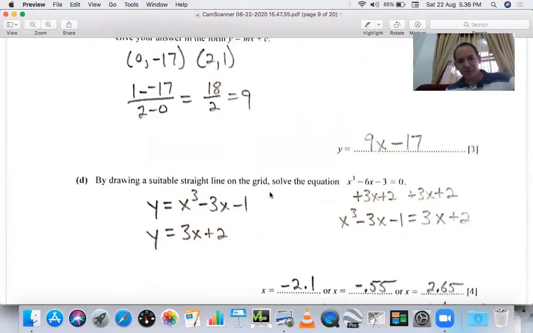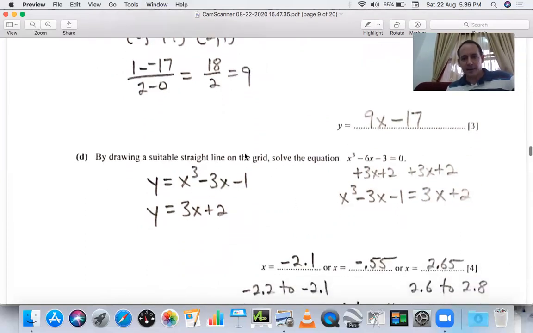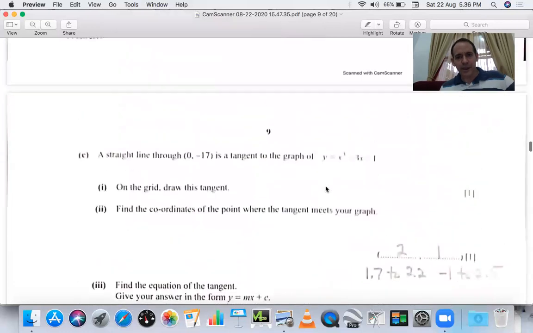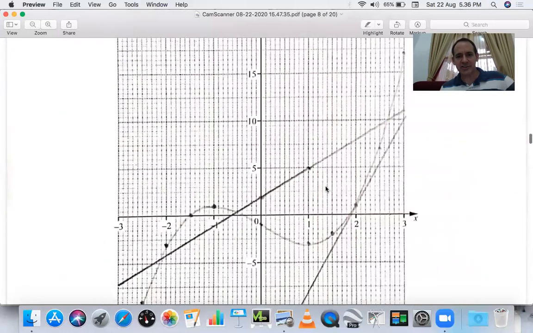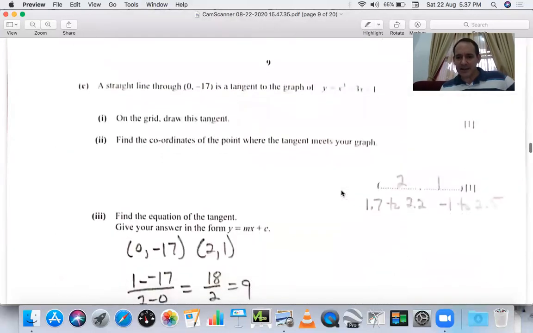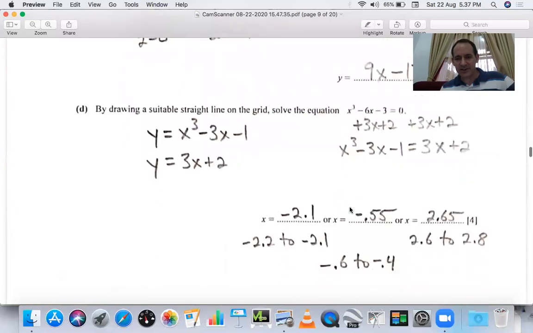By drawing a suitable straight line, solve the equation x cubed minus 6x minus 3 equals 0. A lot of students try to do this by plotting a bunch of points or by solving it algebraically, and it takes a lot of time. You don't have to do that. What this wants you to do is to start with your original x cubed minus 3x minus 1, and it wants you to see what is different.